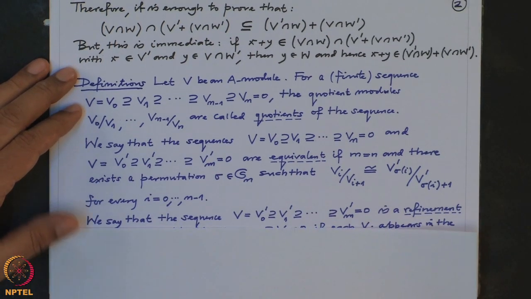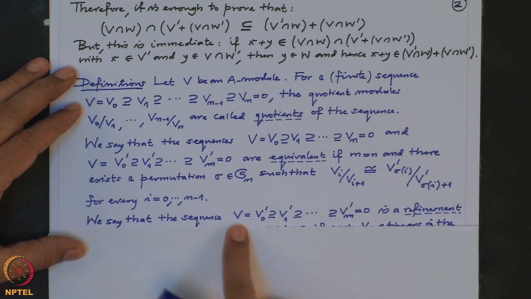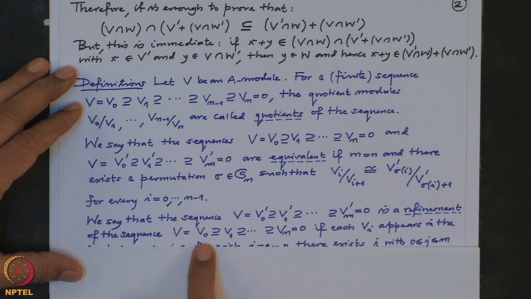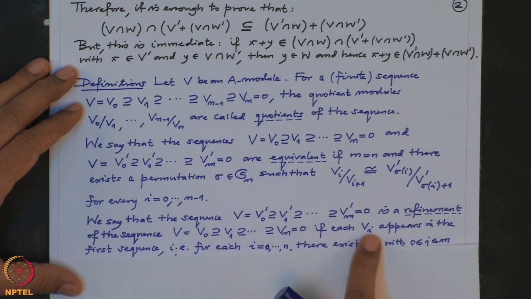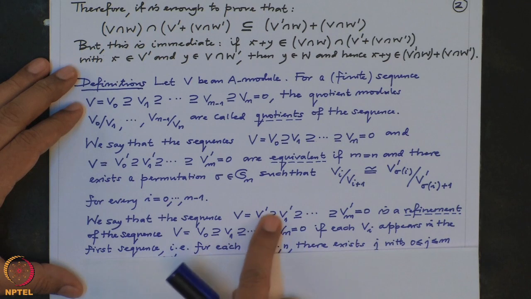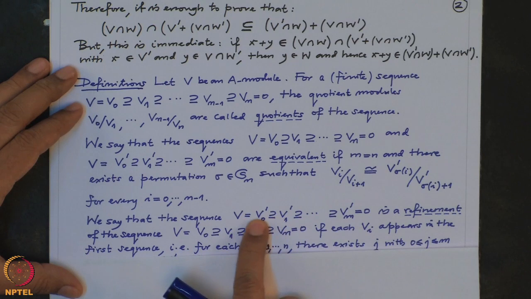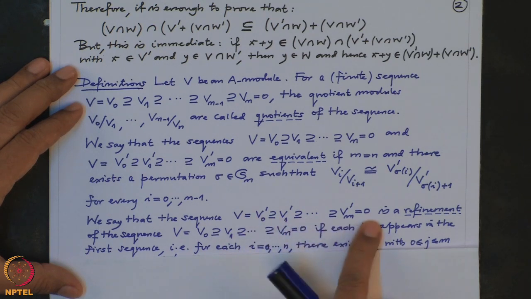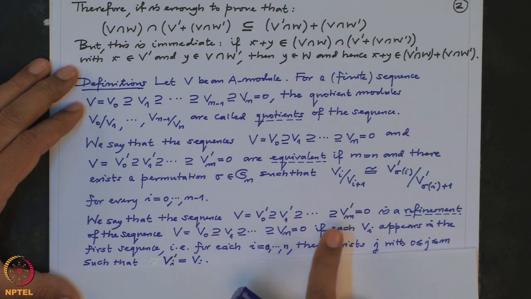Also, we say that a sequence of decreasing submodules which starts with V and ends with 0 is a refinement of a sequence V0 to Vn, a decreasing sequence of submodules. The lengths are different, but we say that the V prime sequence, V0 prime, V1 prime and so on, is a refinement of the first if each Vi appears in it somewhere.